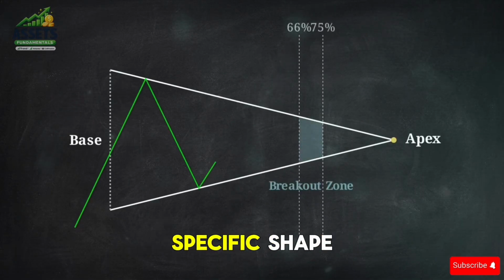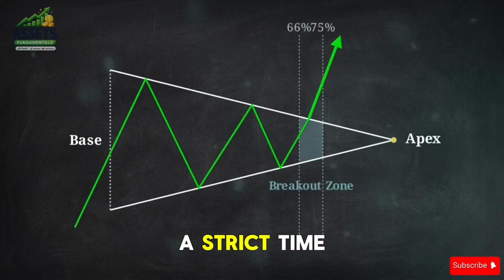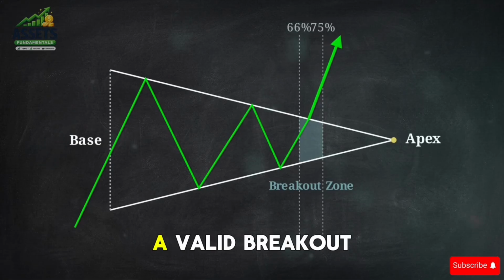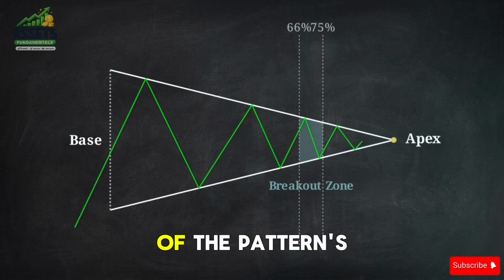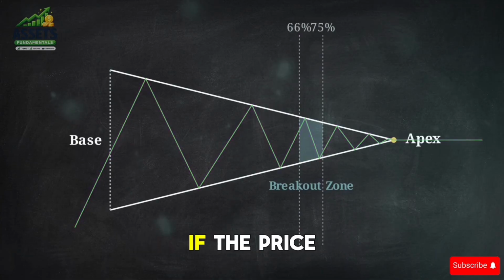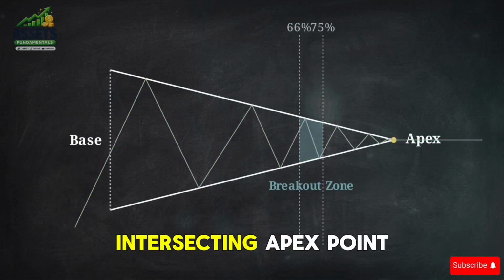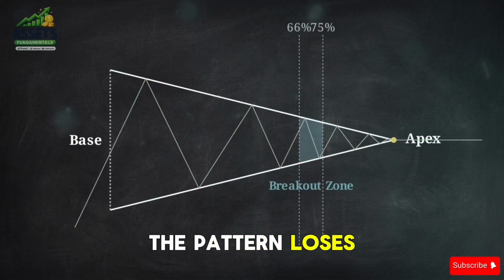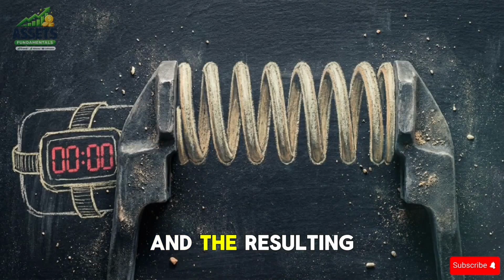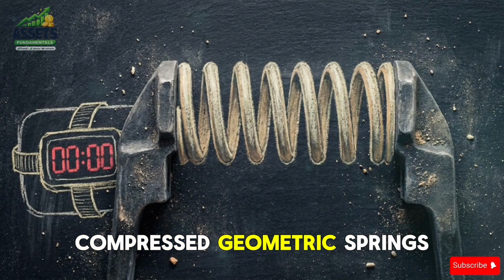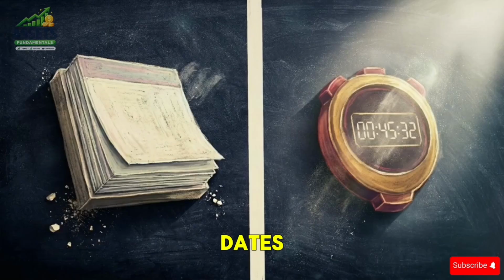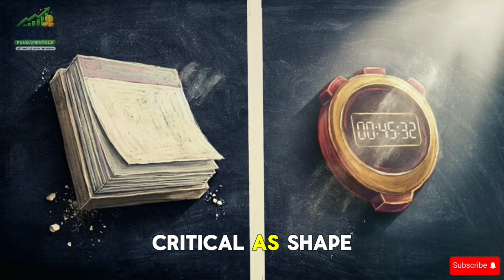Regardless of the specific shape, triangles operate on a strict time limit for validity. A valid breakout must occur strictly within the final 2/3 to 3/4 of the pattern's horizontal distance. If the price drifts all the way to the intersecting apex point, the pattern loses its directional potency, and the resulting move is unreliable. Triangles act as compressed geometric springs with strict expiration dates, making time as critical as shape.